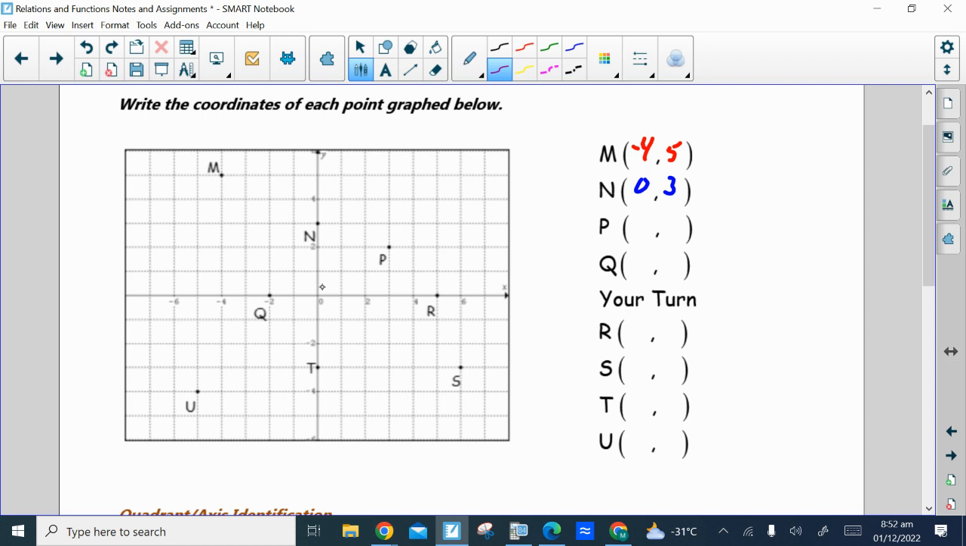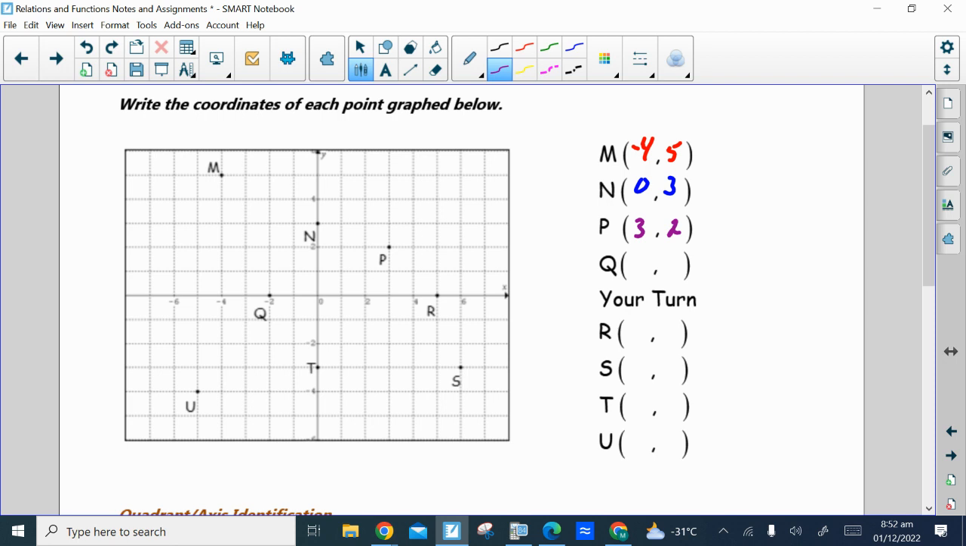Point P, to get there, and it doesn't matter what order you do it, but you've got to write them in the same order, always. I mean, the x value first, the y value second. We could do the y value first by going up 2, but that's the second number that's written down. The x value is found by going 3 to the right. So no matter what way you do it, it has to be in that order.